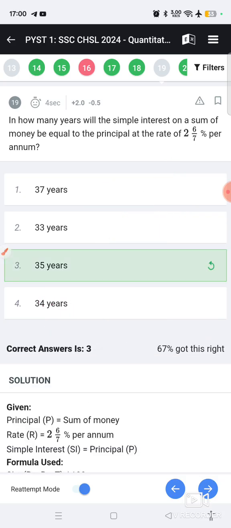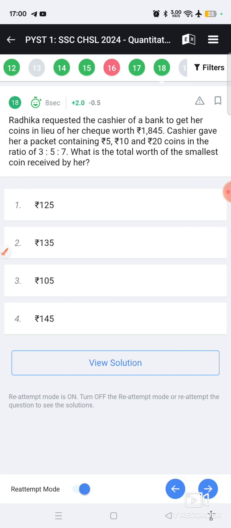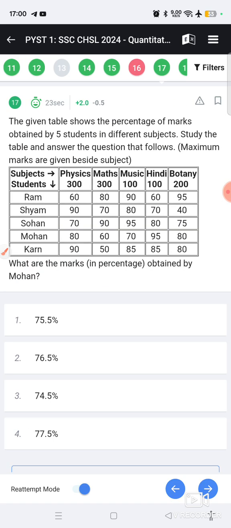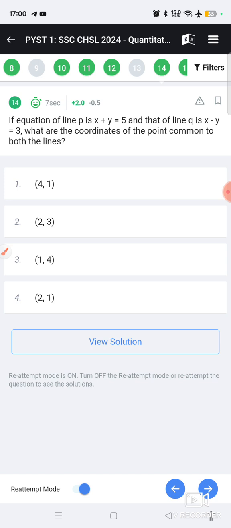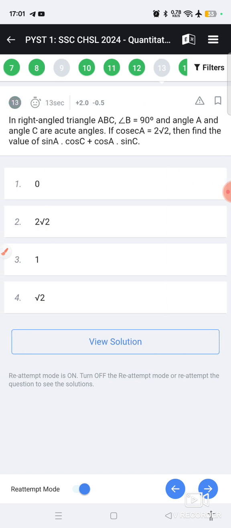Yeah, this is also right. This is also right. This is also right. One is wrong. Right. 13 is not attempted. Okay, then 25 is not attempted and 13 is not attempted.